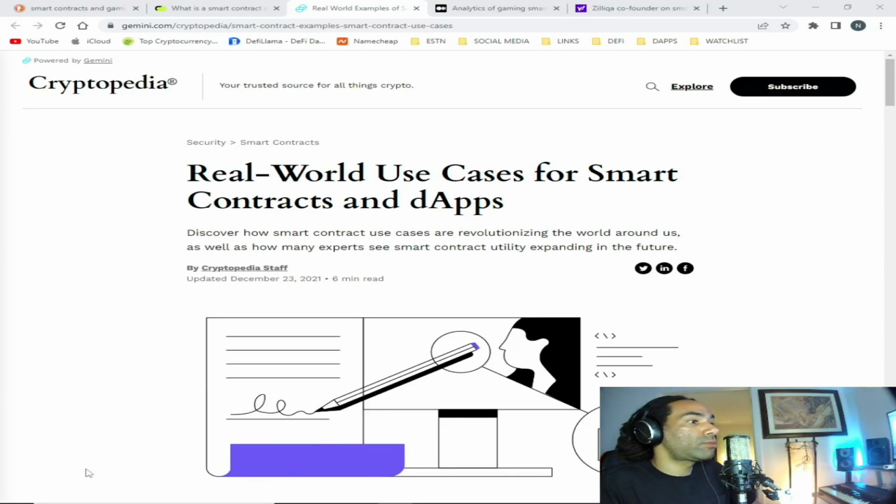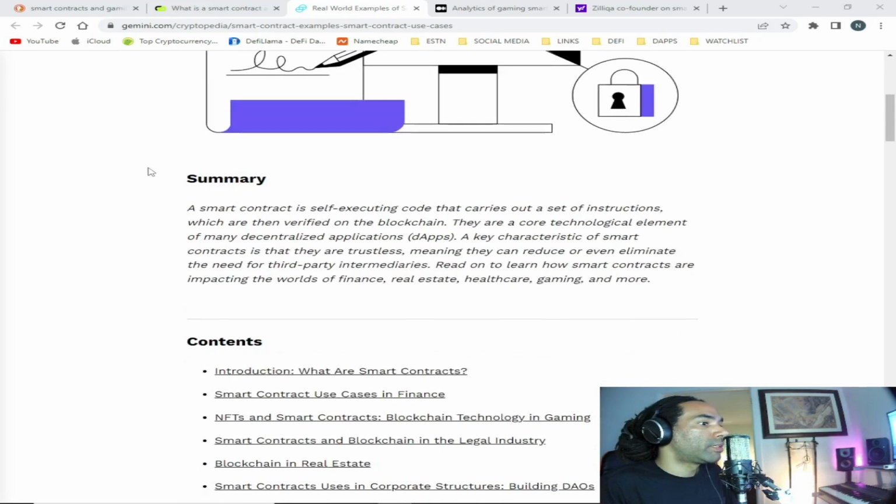In today's video, we're going to be talking about smart contracts and real-world use cases for smart contracts and decentralized apps. And for me, this is the fun part of blockchain. In some sense, this is where blockchain comes alive.